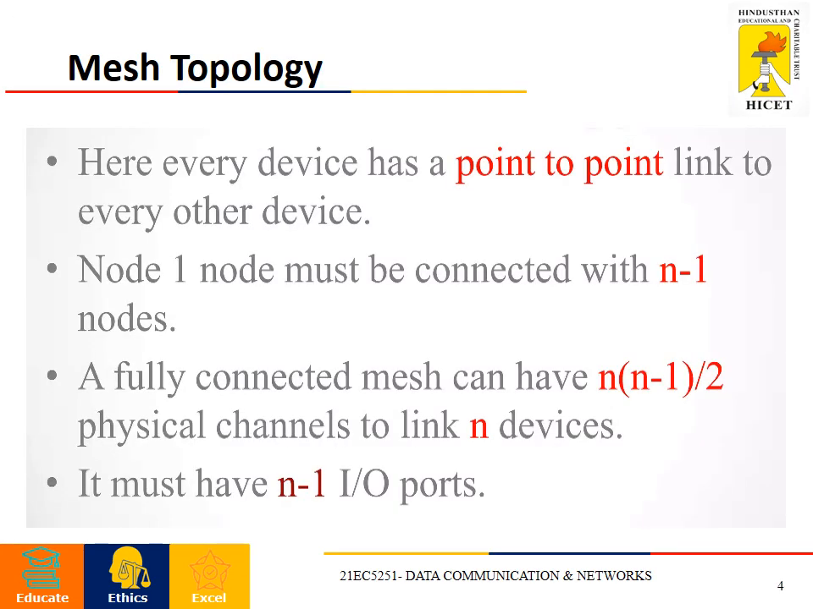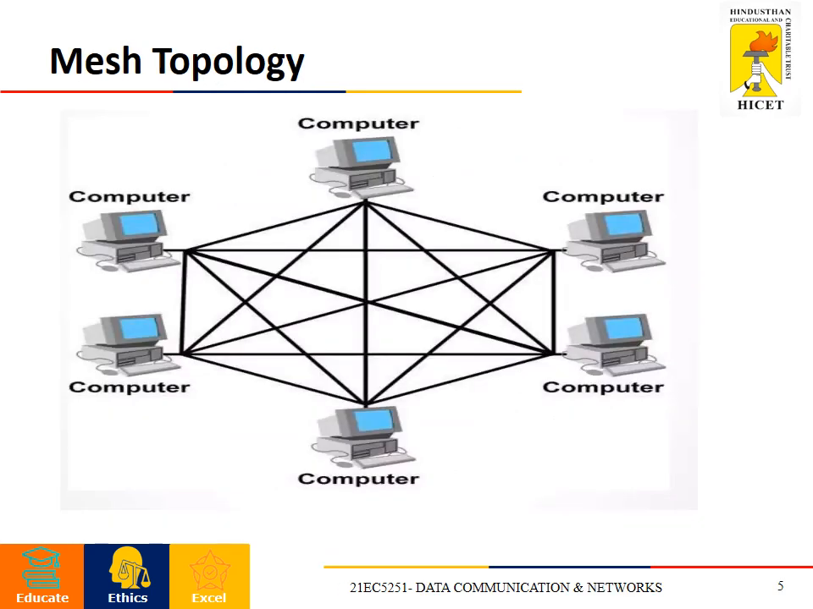First is about mesh topology. Here every device has a point-to-point link to every other device. Node 1 must be connected with n-1 nodes. A fully connected mesh can have n(n-1)/2 physical channels to link n devices. It must have n-1 I/O ports. This is the diagrammatic representation of mesh topology. Here, every node is connected to each node in the network.